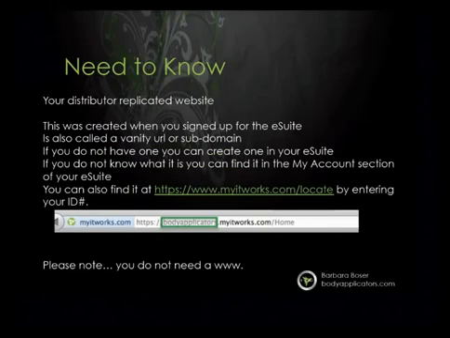Your replicated website is basically a vanity or a subdomain. All of us have the .myitworks.com, but what makes yours unique is that little part in the beginning. You would have created this when you enrolled. You don't need the www in front to use it. And if you ever want to change it, I'll show you how you can do that when we talk about the eSuite. This is your site that you want to send all of your prospects and potential customers, distributors to. This is the site that they would enroll in to be on your team.